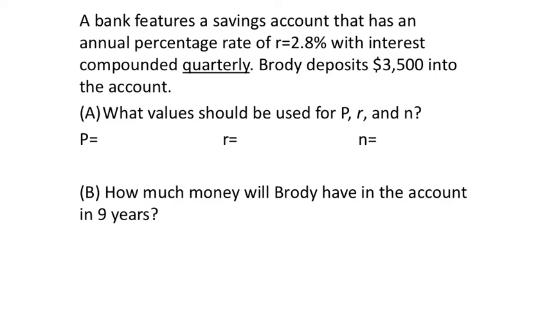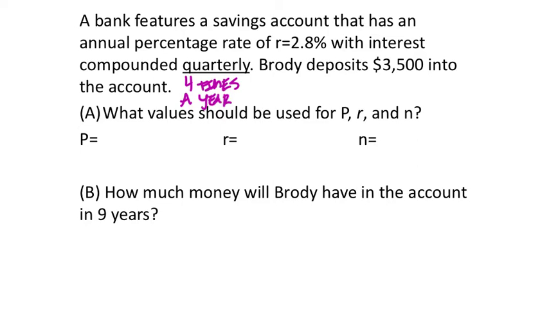A bank features a savings account that has an annual percentage rate of 2.8% with interest compounded quarterly, and quarterly means 4 times a year, just in case we were wondering. Brody deposits $3,500 into the account. What values should be used for P, R, and N? We have enough information for that.